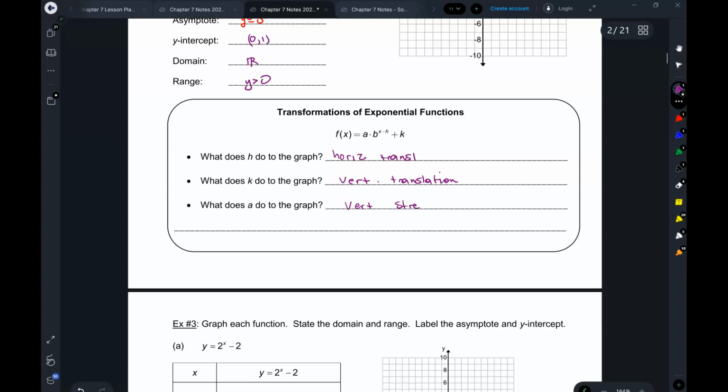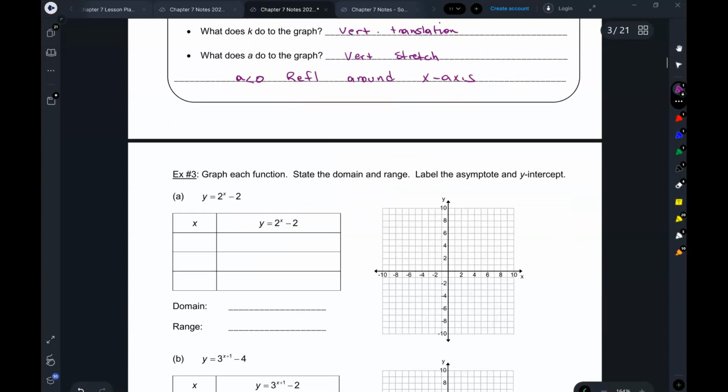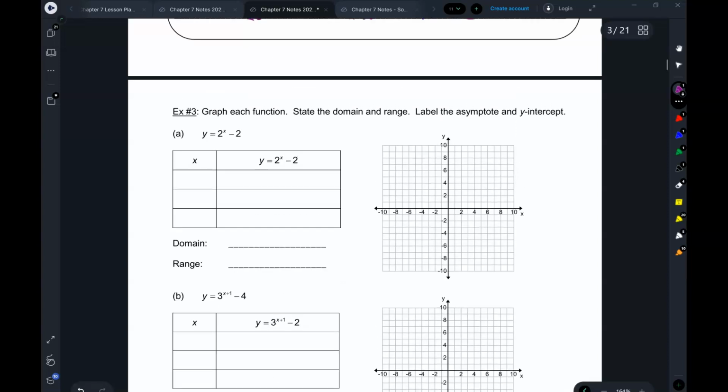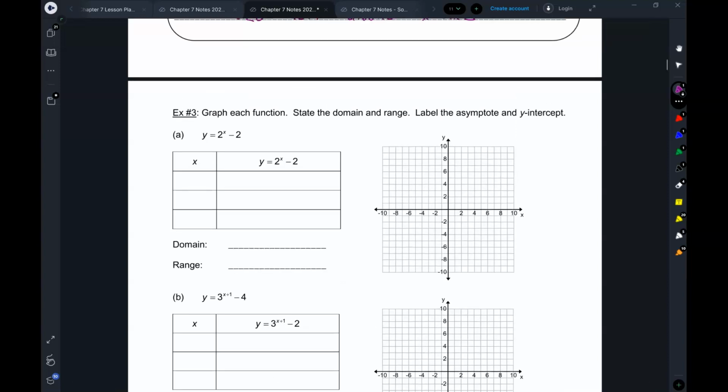Are there reflections? Okay, if a is negative, it's a reflection around the x-axis. All right? Okay, good. So take a look here. This is 2 to the x minus 2. Is the reflection on the x or y? Oh, x-axis, sorry.